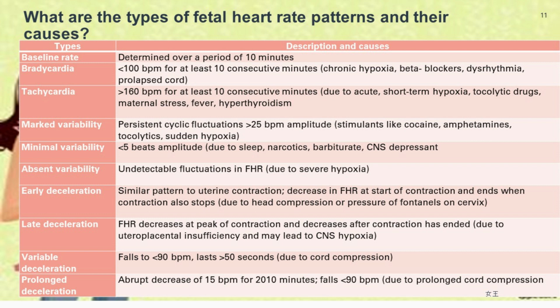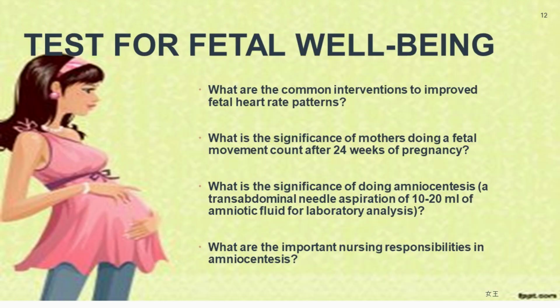Prolonged deceleration, abrupt decrease of 15 bpm for 2 to 10 minutes, falls below 90 bpm, due to prolonged cord compression. What are the common interventions to improve fetal heart rate patterns? Maternal position changes, avoid supine to prevent compression of vena cava thereby causing hypotension, use knee chest when there is suspected cord compression, side lying to promote placental circulation and increase renal blood flow.